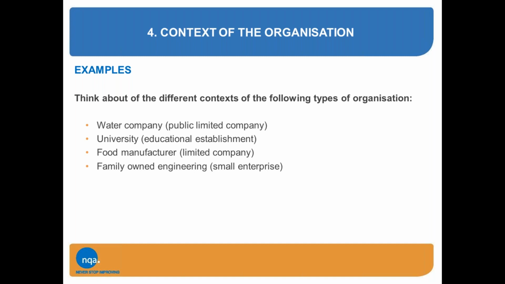So within the context of the organisation, think about different types of organisations. Could be a water company, which is very different from a university, which is an educational establishment, which could be very different from a food manufacturer, or that in itself may be very different from a family-owned engineering enterprise. All these things have very different contexts, but they will all be trying to achieve the same thing when it comes to their workers and their operations.